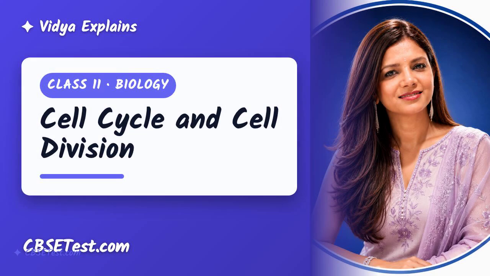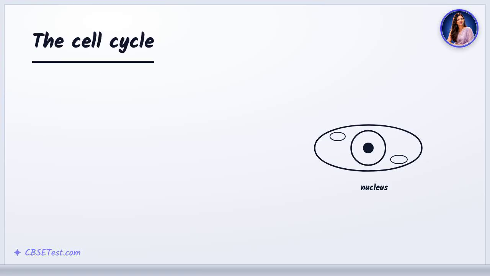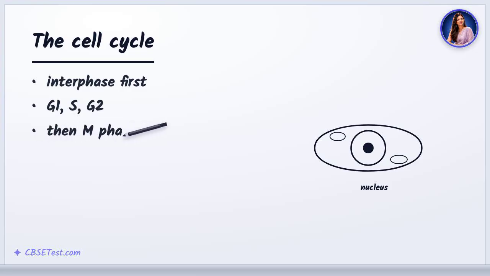Let's learn cell cycle and cell division together step by step. In this chapter, we study how cells grow and divide, learning the stages of the cell cycle and the two types of division, mitosis and meiosis. The cell cycle has interphase, where the cell grows and copies its DNA in the G1, S, and G2 phases, followed by the M phase, when the cell actually divides.